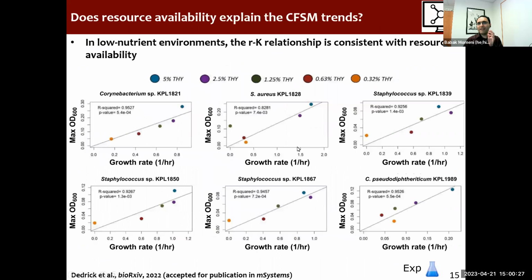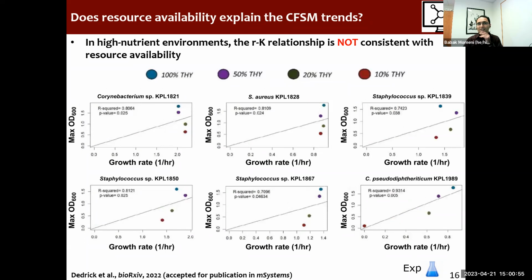And what we saw first was that the R to K relationship will hold if we just dilute the nutrients in the environment. So we started from 5% THY and just went through dilutions, and things aligned on that line. So it means that the simple act of just reducing the amount of nutrients creates that picture as well.